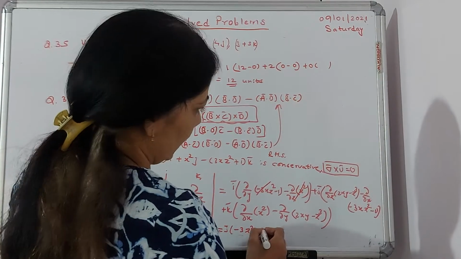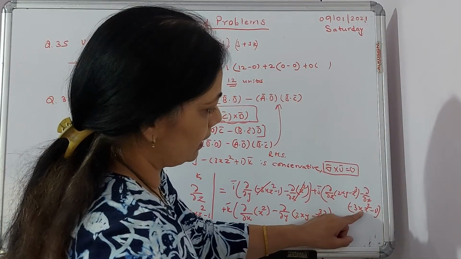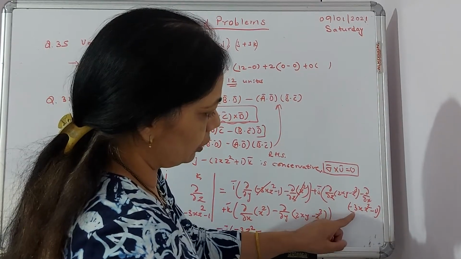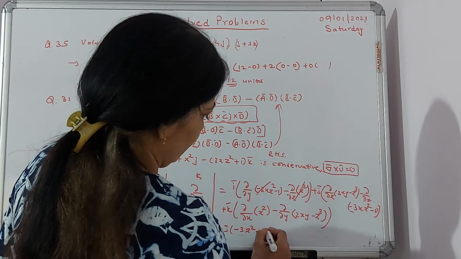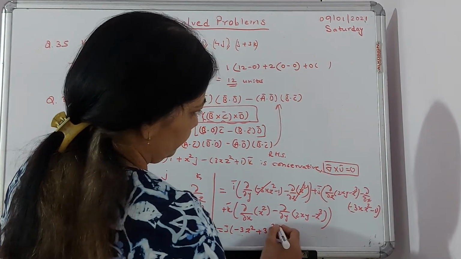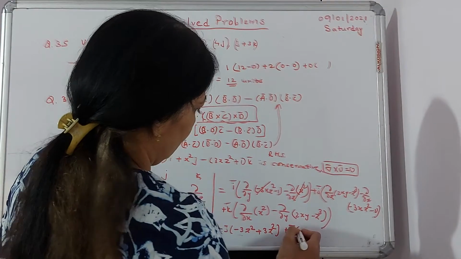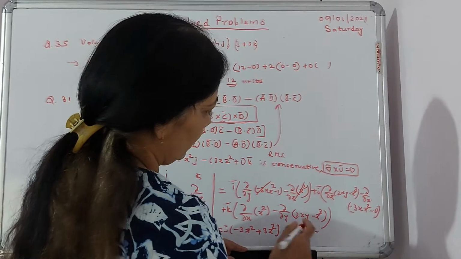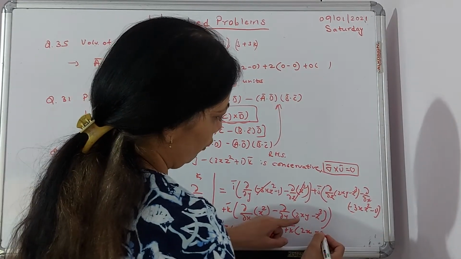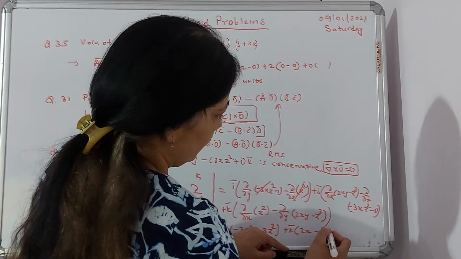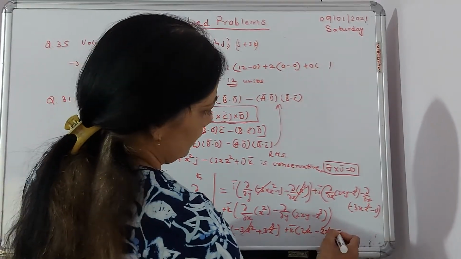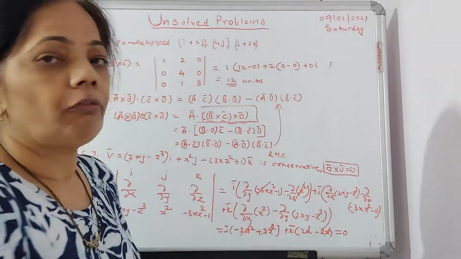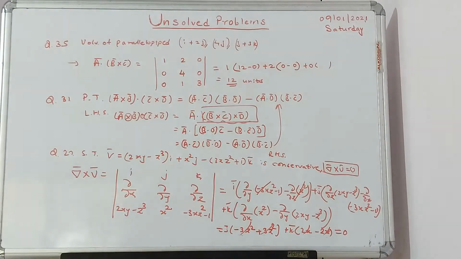Second term, ∂/∂x. Here there is x, it will be 1. This is a minus sign, this is also minus, so we make it plus 3z². Plus k (∂/∂x of x² will be 2x, and ∂/∂y of 2xy will be 2x). Correct? This gets cancelled, this gets cancelled. It's 0.